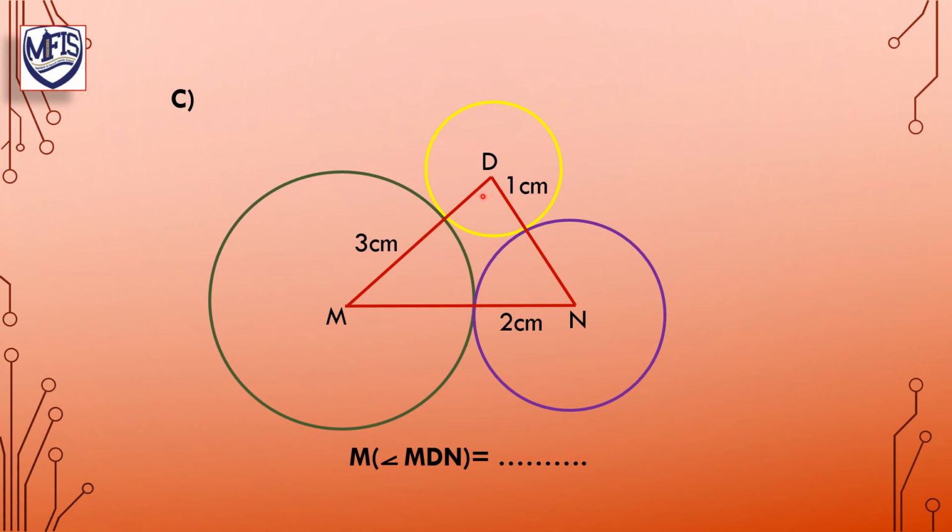To find the measure of this angle, I need to find the lengths of the 3 sides of the triangle to determine the measure of angle D. Now, the length of DM equals the sum of the radii of circle D and circle M. Radius of circle M equals 3 centimeters and radius of circle D equals 1. Then DM equals 4 centimeters. And DN equals 1 plus the radius of circle N, 1 plus 2, so DN equals 3 centimeters. What about MN? MN equals 2 plus 3, the radius of circle M. So the 3 sides are 4 centimeters, 3 centimeters, and 5 centimeters. So measure of angle D equals 90 degrees.